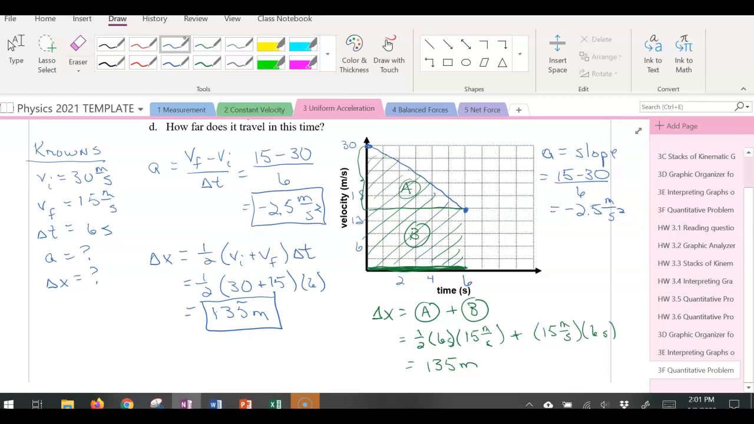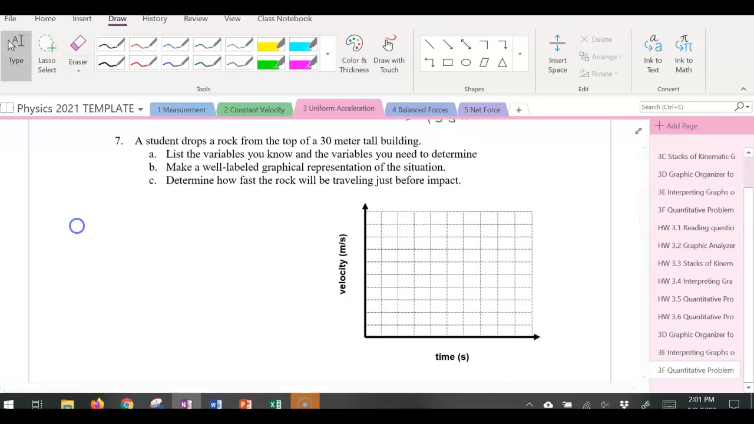I'm going to go to the next one, number 7. Now here, a student is dropping a rock from the top of a 30-meter tall building, and we'd like to know how fast the rock is falling just before impact. Okay, so this is a situation, and we will graph it, but first I'd like to solve it with the equations.